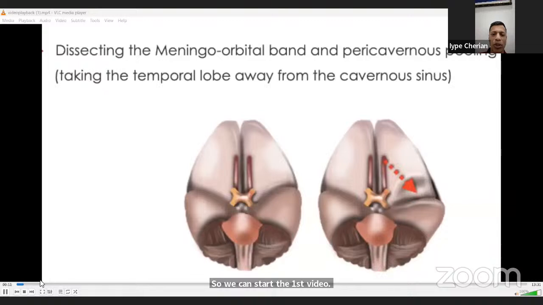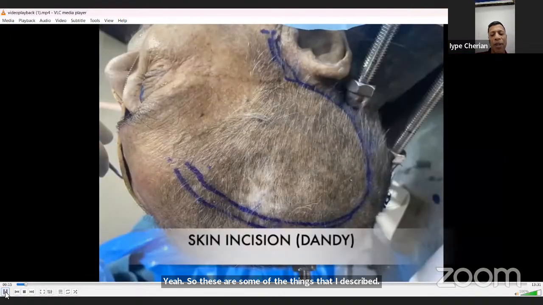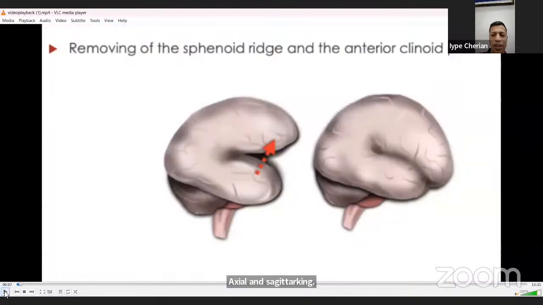Yeah, so these are some of the things that I described. They are about axial and sagittal unlocking. Could you go back? Yeah, this is sagittal unlocking, where to reach the skull base, one has to understand it's not a skull base, it's a brain base. So the brain, unfortunately, has many curves. So you have to do this.